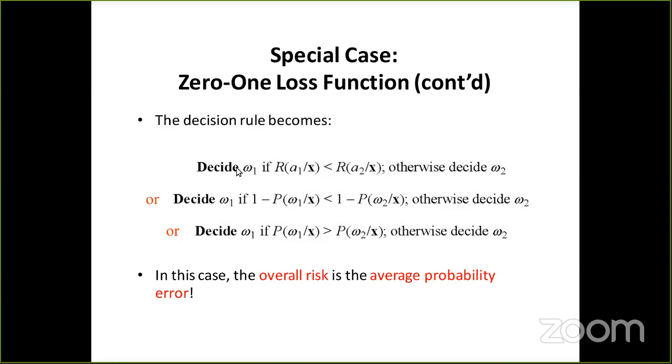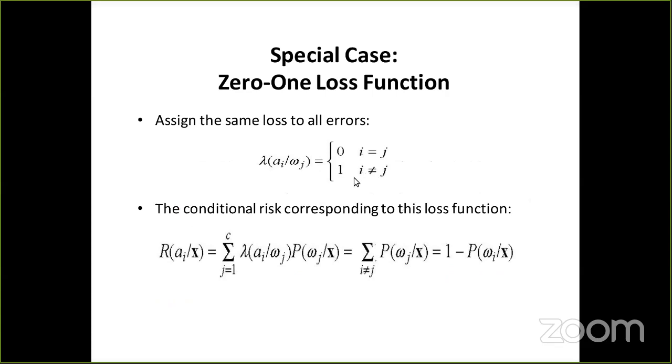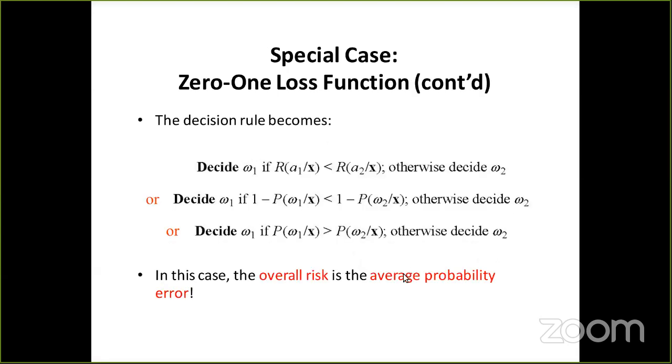And if we are making a decision rule based on risk, we want to minimize risk, so we want to maximize the probability. In this case, we see that the overall risk is the same as the overall probability of error. This is a symmetric case in which we assign symmetric risk to all misclassifications. It is the same as the average probability of error, or misclassification error.